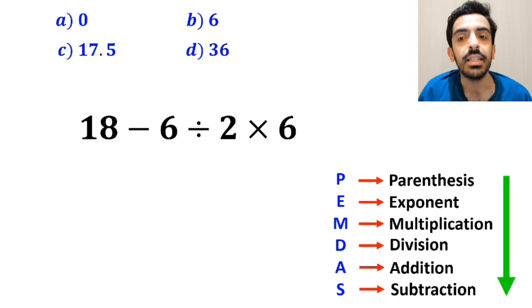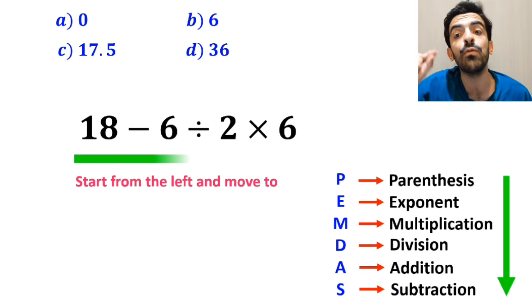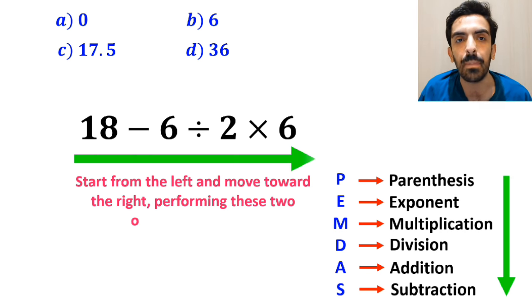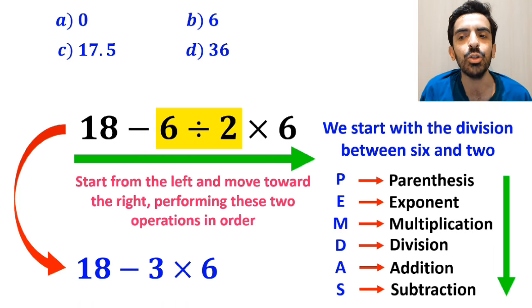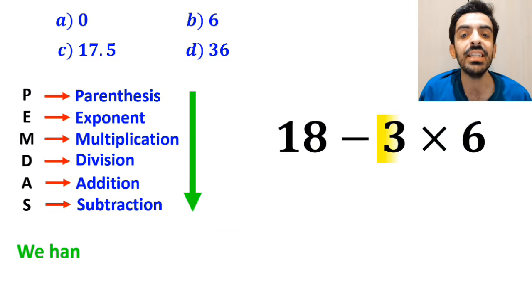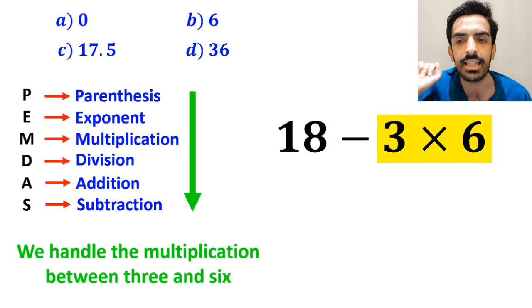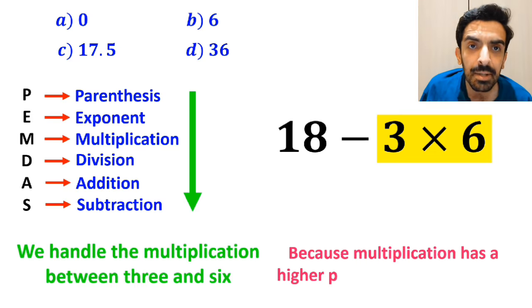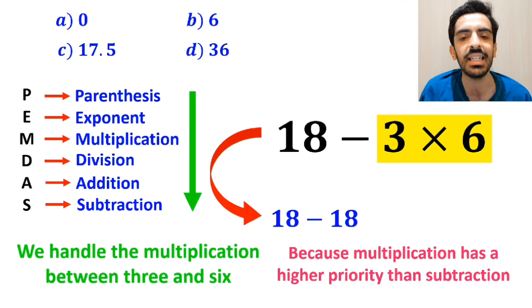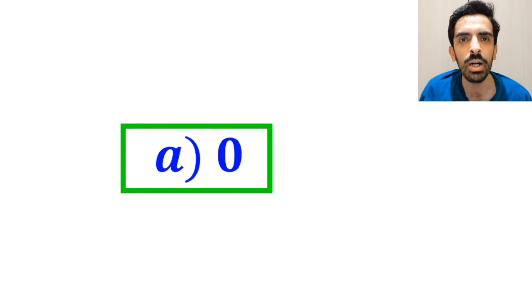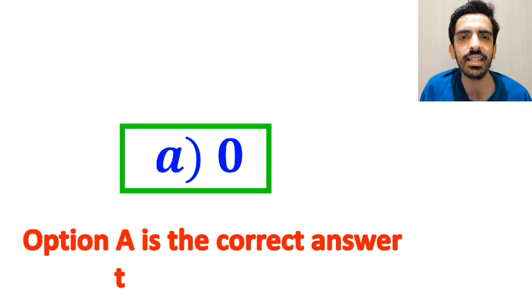In this situation, the best approach is to start from the left and move toward the right, performing these two operations in order. So, first we start with the division between 6 and 2, which simplifies this expression to 18 minus 3 multiplied by 6. In the next step, we handle the multiplication between 3 and 6 because multiplication has a higher priority than subtraction. And this expression simplifies to 18 minus 18, which ultimately gives us the answer 0. Therefore, option A is the correct answer to this question.